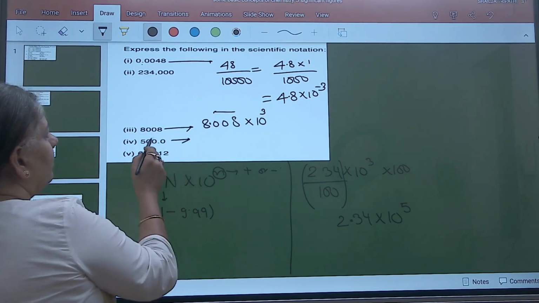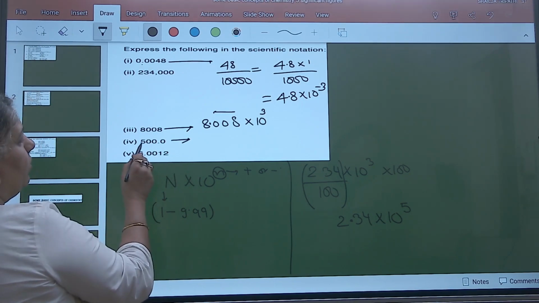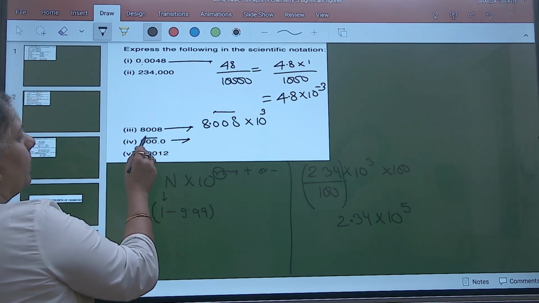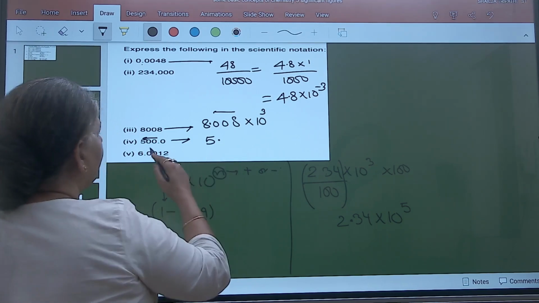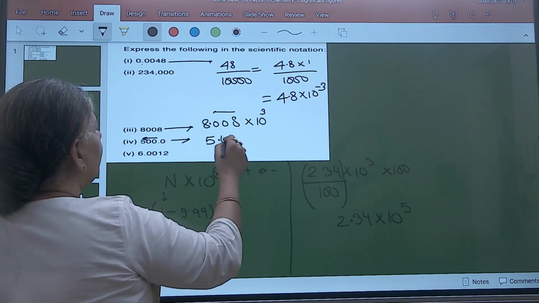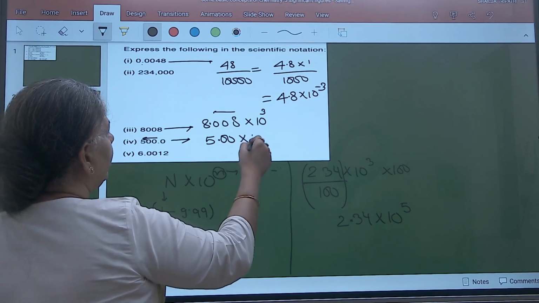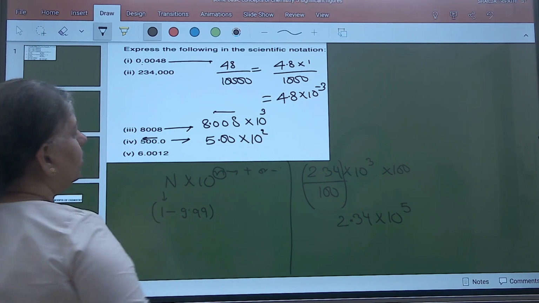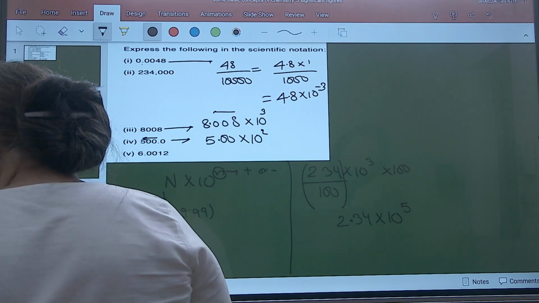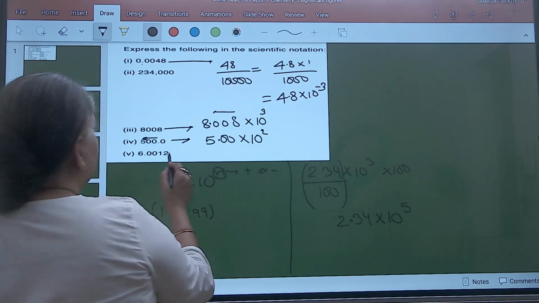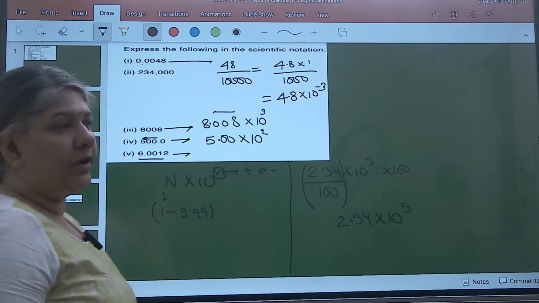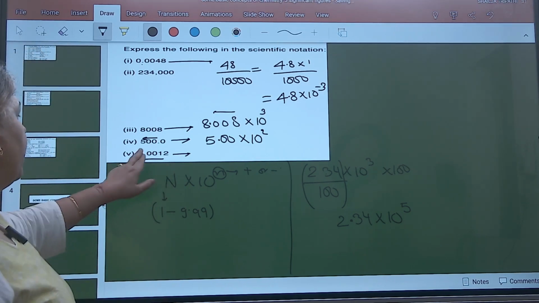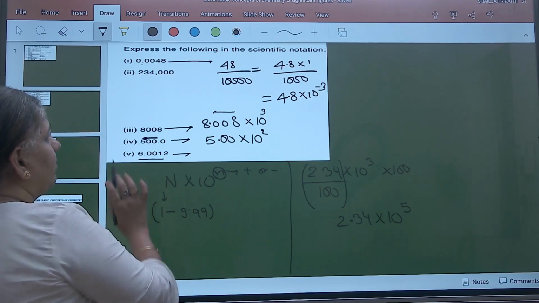Similarly, in this case, again we have to shift this decimal 2 places to the left. So what we get? 5.00 into 10 raised to the power 2. In this case, it is already in scientific notation form, so we will not change this. It will remain as such.